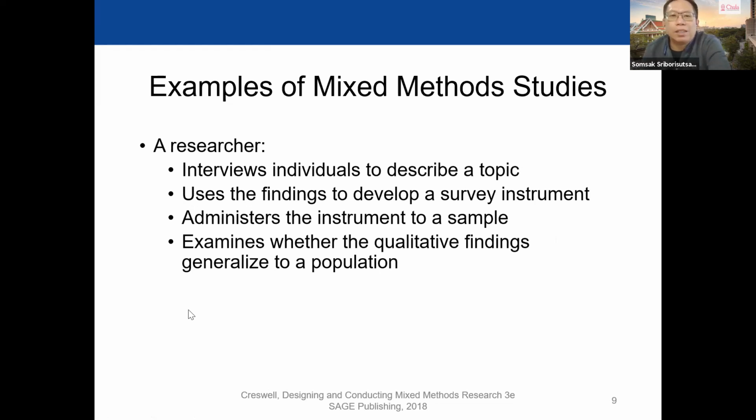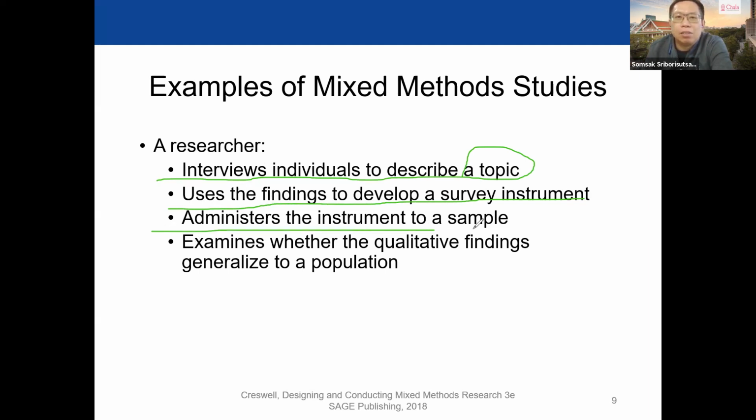Oh, this is a good one. Maybe this is a popular one when you design mixed methods research in your qualitative study, right? You start with individual interviews to describe a topic, because at the first stage, you don't know exactly what really happened in the topic that you study. Sometimes you have to start with interviews, right? And when you get the interview findings, or qualitative findings, you then use them to develop a survey instrument. This is a popular way that mixed methods researchers always use.